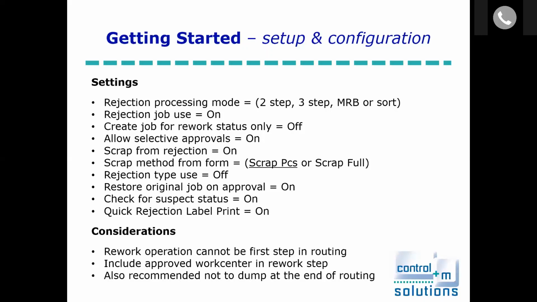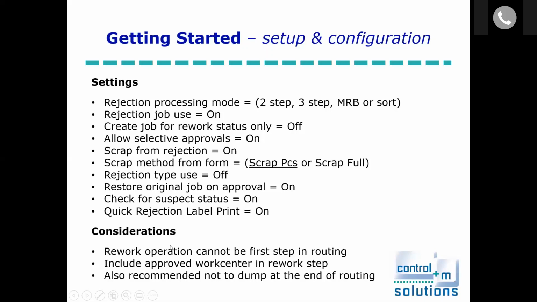And if using quick rejections, you want a label to print for both the container that you're splitting from, and you'll see how that works here in a moment, and for the label for the container that you're marking as rejected. Then you're going to want to turn that setting on to print labels for both the source container that you're splitting rejects from and the new container that gets created when you use quick rejections.